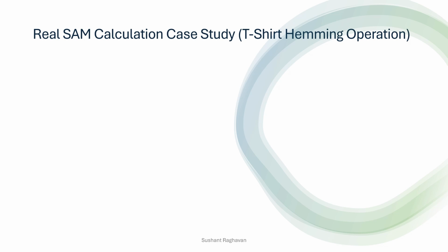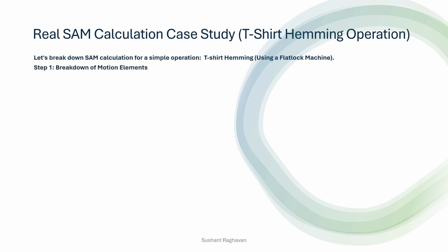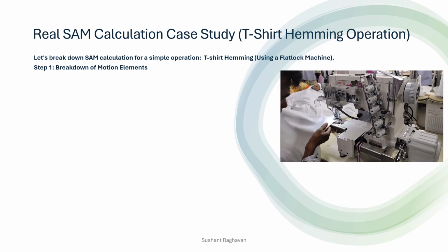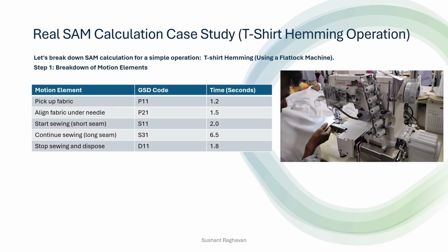Real SAM calculation case study, t-shirt hemming operation. Let's break down SAM calculation for a simple operation, t-shirt hemming, using a flatlock machine. Step 1. Breakdown of motion elements. Step 2. Calculate basic time.